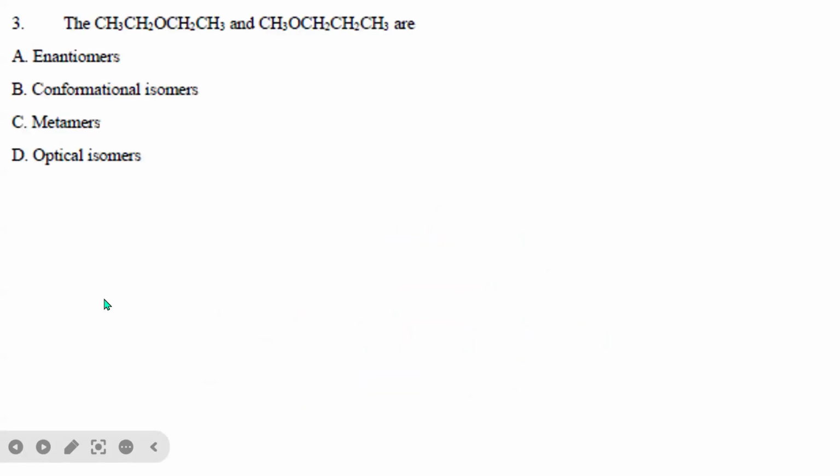So now the next question is we have the compound like this. We have CH3, CH2, we have oxygen, then we have CH2, CH3, then we have CH3, we have O, CH2, CH2, CH3. So we want to know which types of isomers exist in this compound. Is it enantiomers, conformational isomers, metamers, or optical isomers?